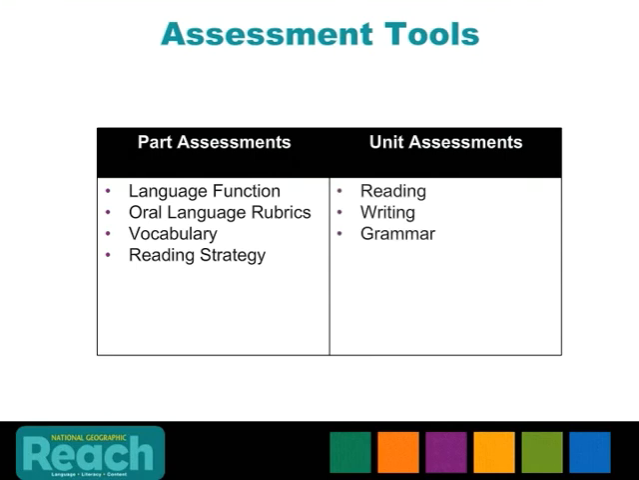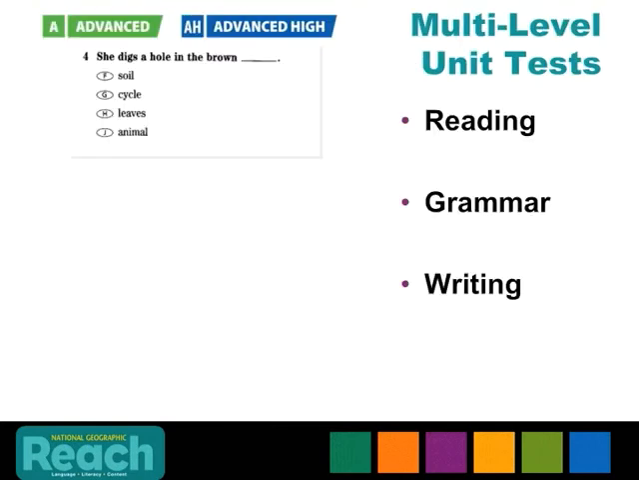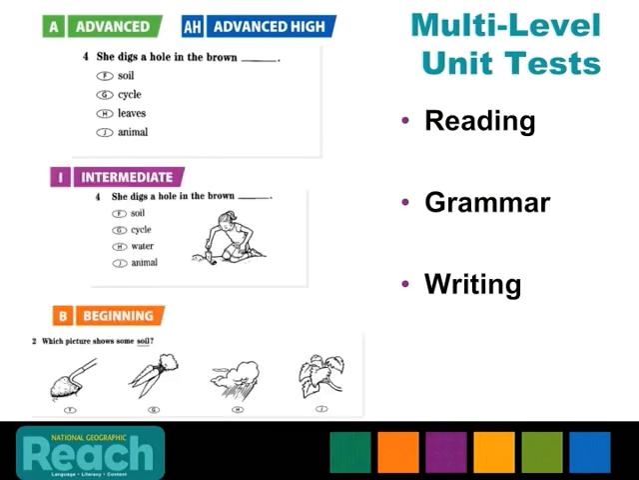Next, there are 3 unit tests that students take at the end of each unit. They are reading, writing, and grammar. Let's take a look at these a little closer. When it comes to the unit tests in REACH, you can test the way you teach. Multi-level strategies are used while teaching, and the same occurs when it comes to the assessment on the unit tests for reading, writing, and grammar. These tests are designed to be rigorous and thereby familiarize students with state test formats, track student progress, and provide prescriptions for reteaching. Here's an example from an intermediate and a beginning level test.